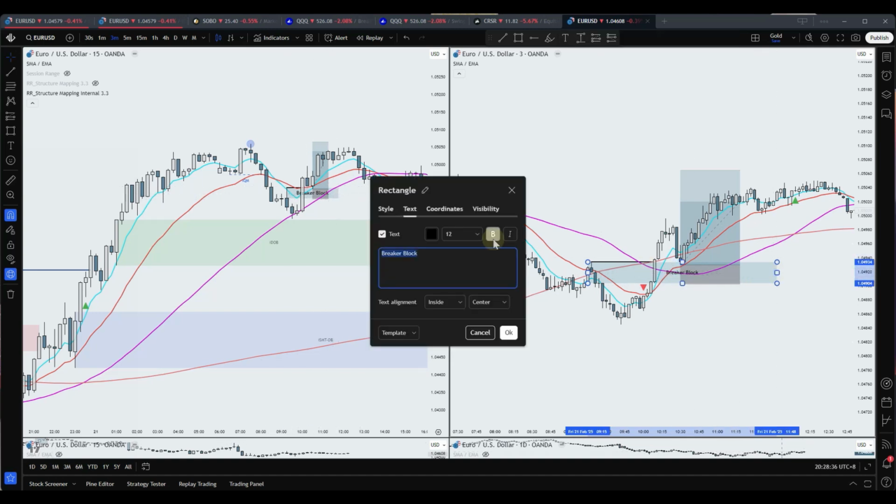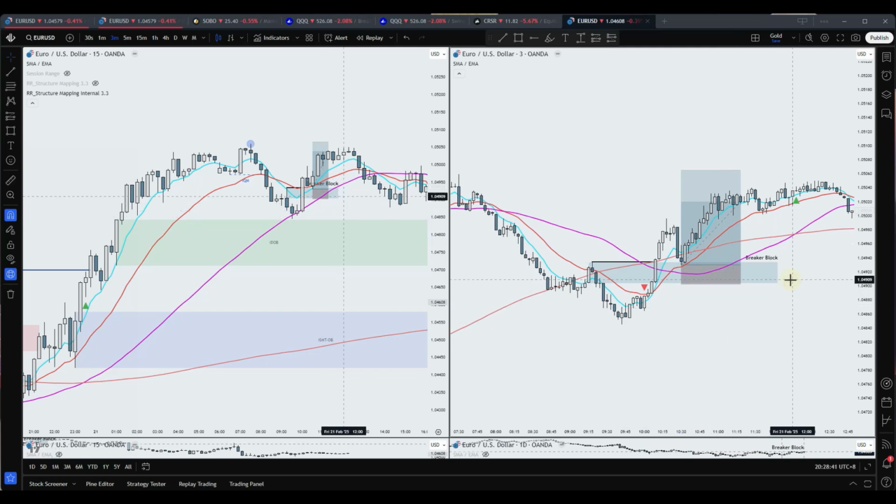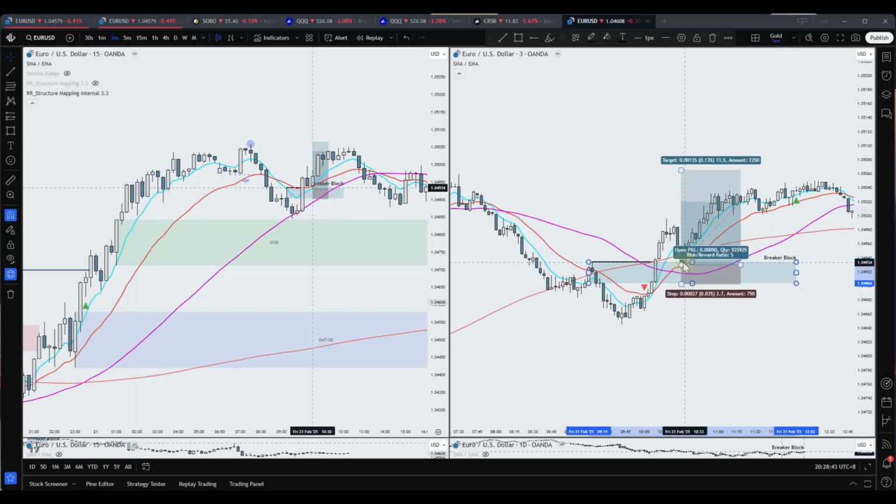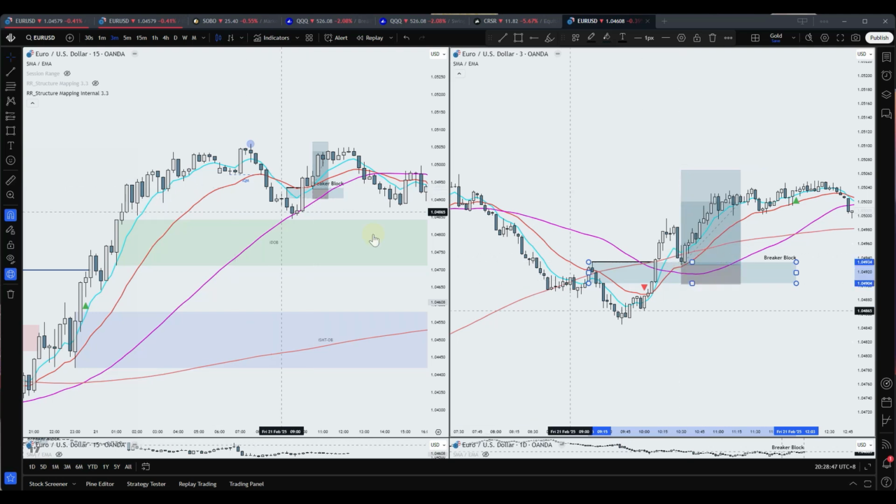Right? So it's the breaker block. Now if you buy from here, it makes more sense. Okay? Now I'm going to delete this one, and now you understand that this was a continuation trade. Why? Because we were longer term bullish, but within this bullish trend, we want these sellers to diminish first. Once they are diminished, then we will buy.